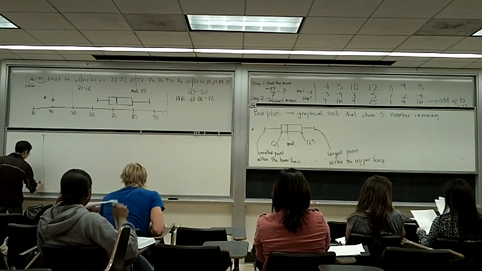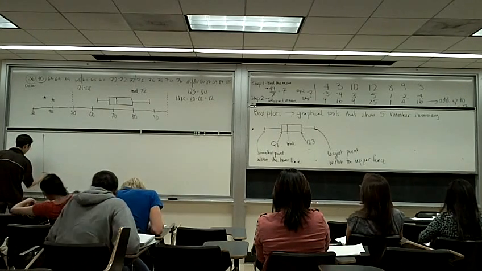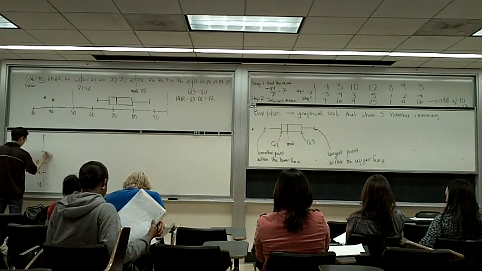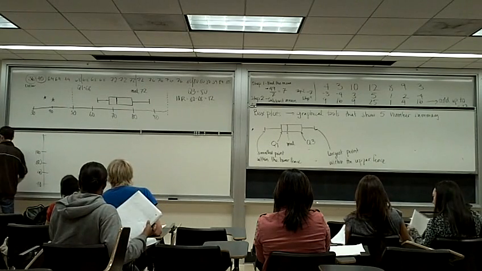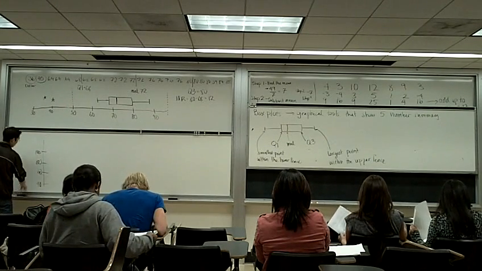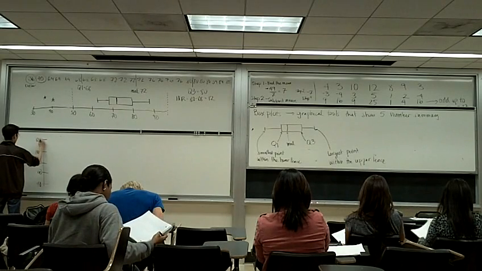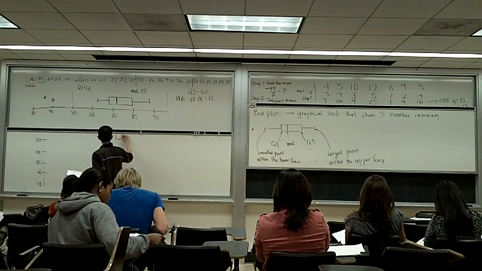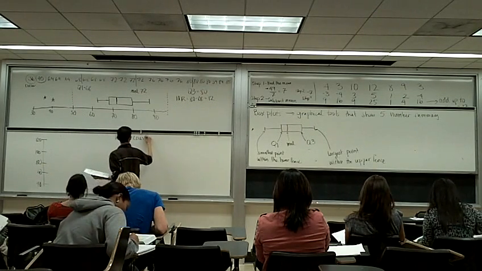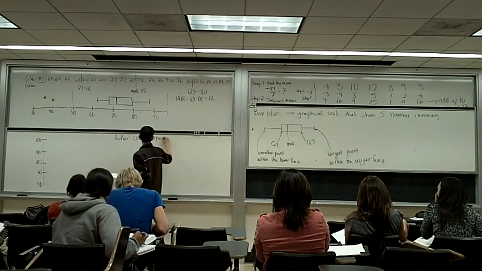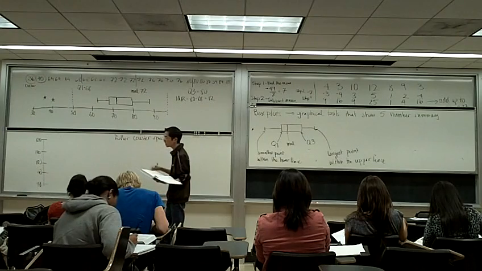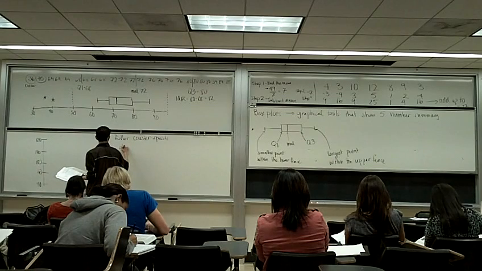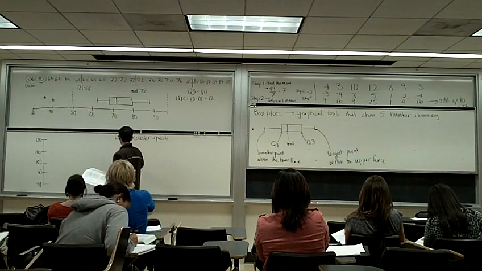Okay, so this is roller coaster speeds. We measure the max speed of all these different roller coasters, and we classify roller coasters as either steel roller coasters or wooden roller coasters.